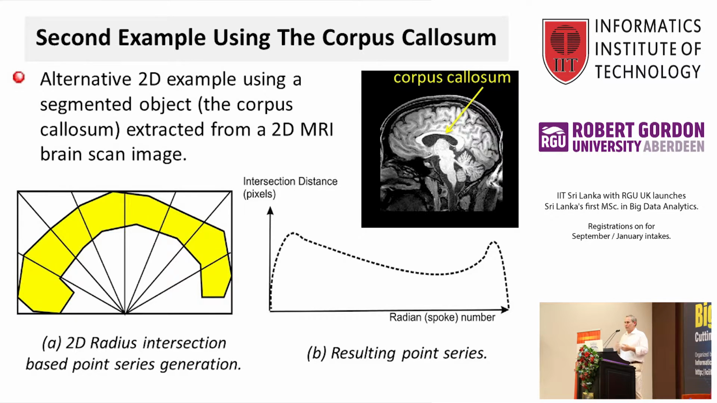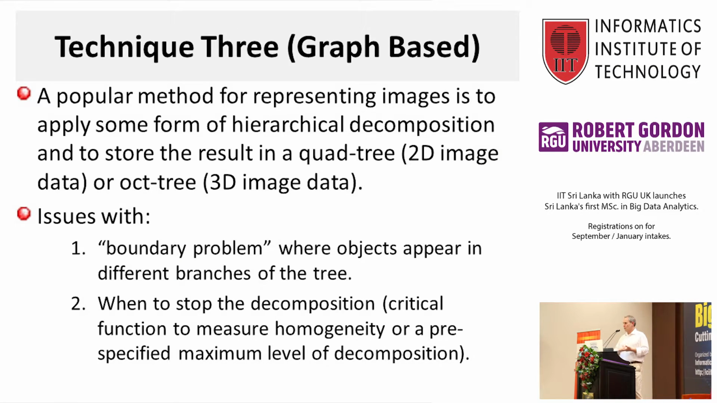Moving forward, we've talked about statistical techniques, we've talked about point series techniques. This is the graph-based techniques. Graphs, quadtrees, are a very popular mechanism for representing 2D images. They've been used a lot in the image retrieval world, image analysis world. We can do this in 2D or 3D. Of course, in 3D it becomes an octree.